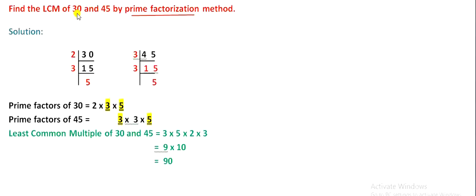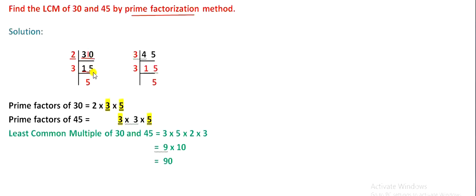We took this 30 and we wrote 30 here. Once we wrote 30, we know that this 30 is an even and composite number, so it is divisible by 2. We chose 2. 30 by 2: 2 ones are 2, 1 is the remainder, 1 and 0 is 10, 2 fives are 10. We got the quotient as 15.